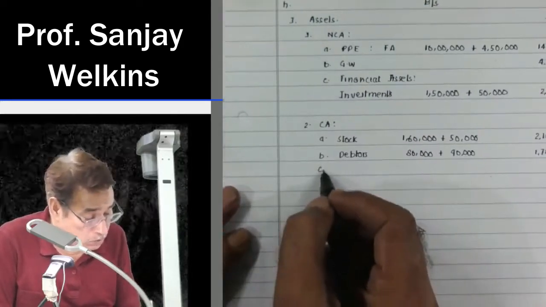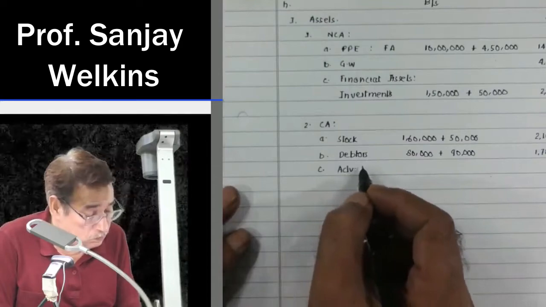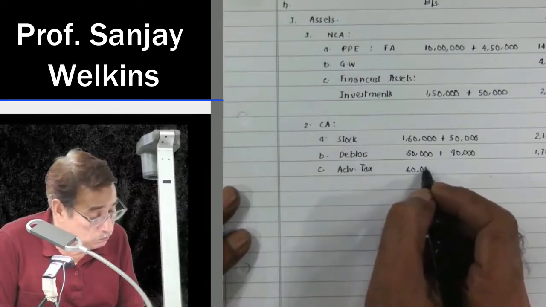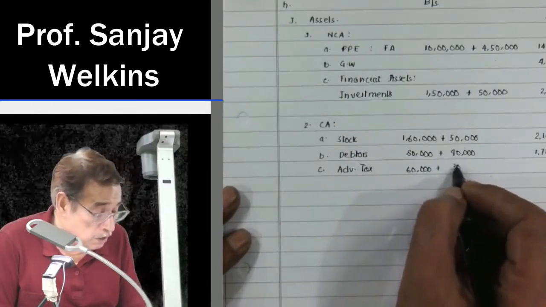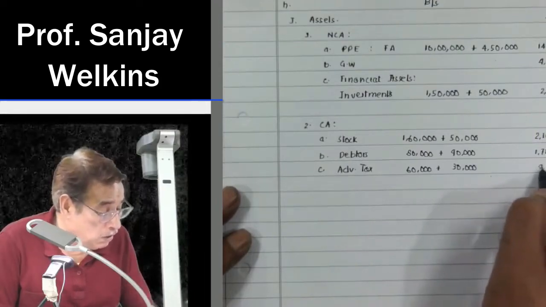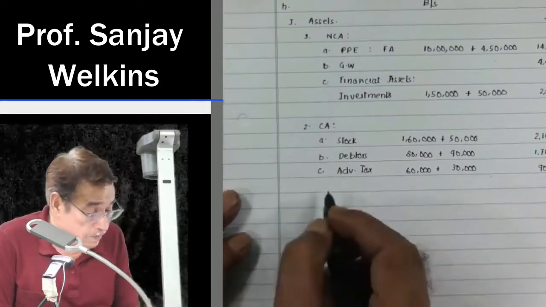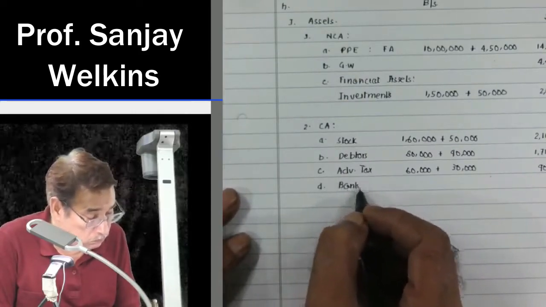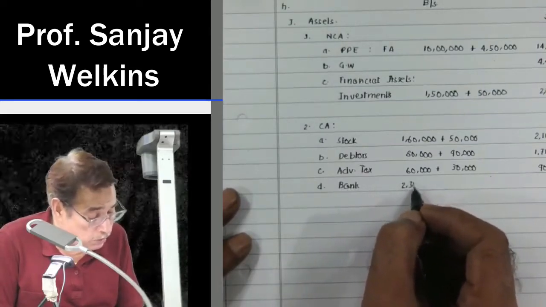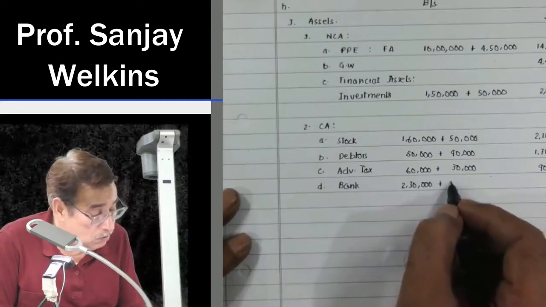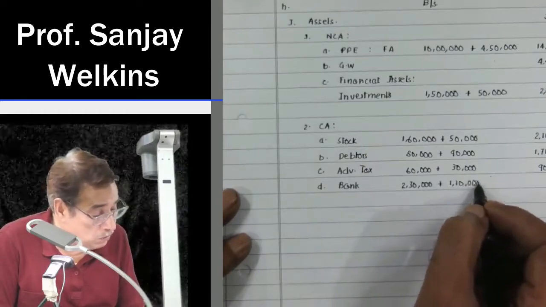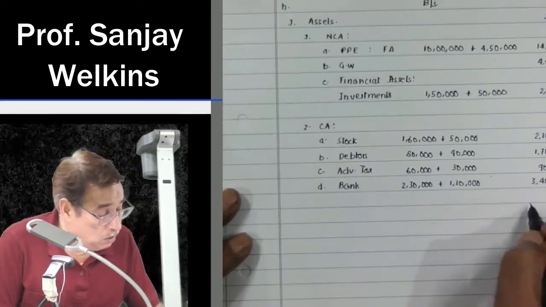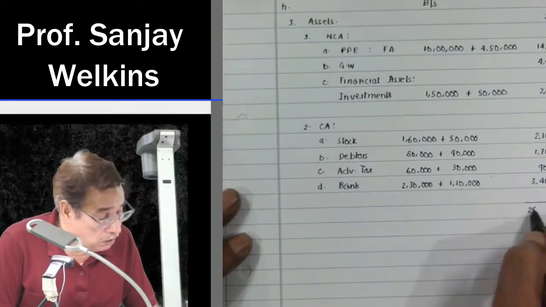70. Advance tax, 60,000 plus 30,000, 90,000. Bank, 2,30,000 plus 1,10,000, 3,40,000. Total is equal to 29 lakh.